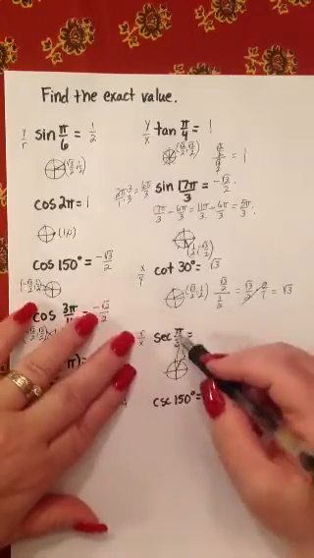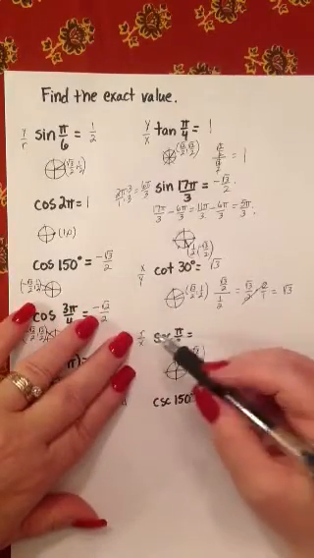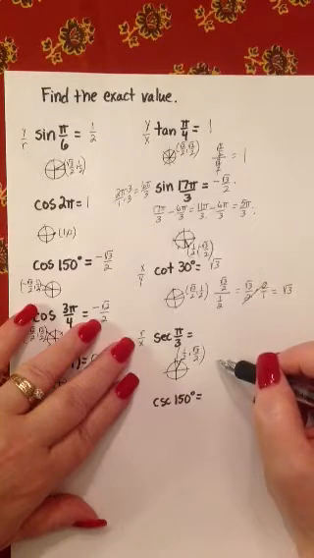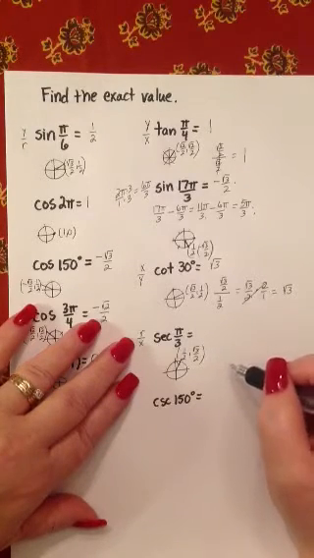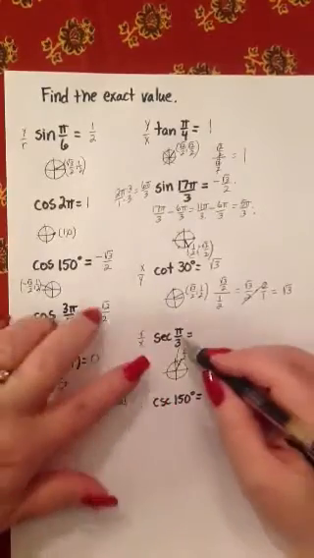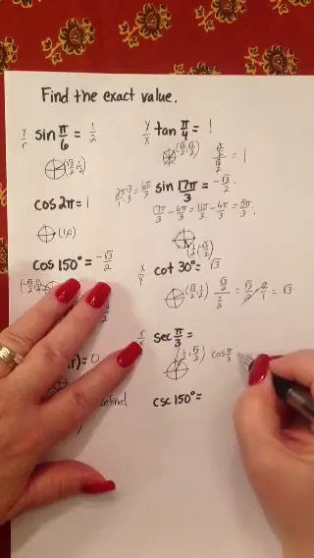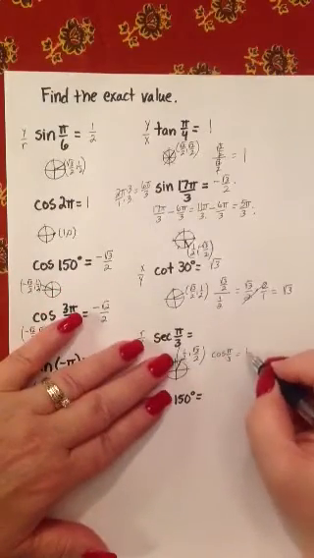There's two ways to approach secant and cosecant. You could say it's r over x, so I could say 1 over 1/2, or you could figure out what cosine is and then just flip cosine upside down. What's the cosine of pi over 3? Had they asked me the cosine of pi over 3, the answer would just be 1/2, right?